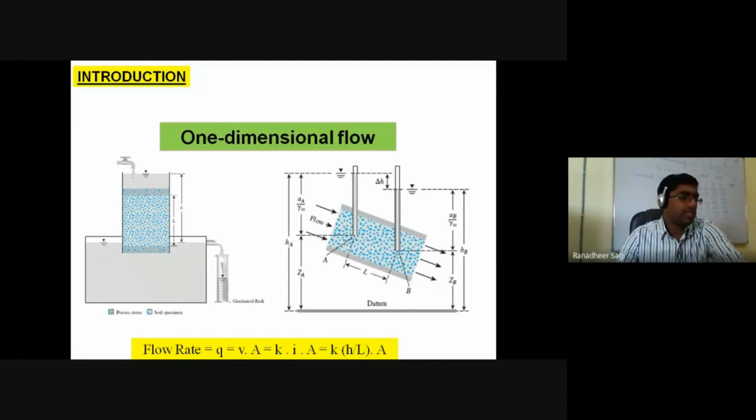As I told you, in the earlier discussions we talked about flow rate, or rate of flow, or discharge happening in one particular direction, maybe horizontal or vertical or in some inclined direction, but particularly in one direction.